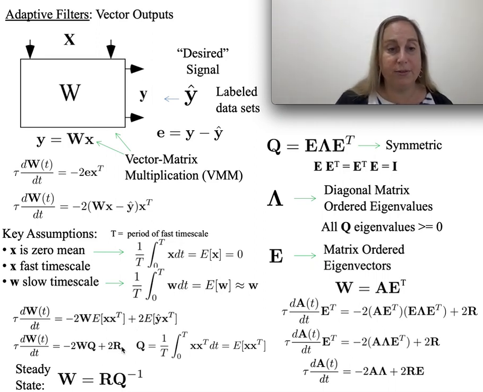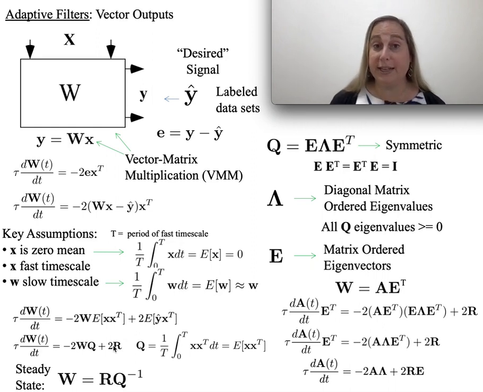What's nice is once I've created this differential equation, I know what the steady state is. It's W equals R Q inverse. And then if I want to get further into the dynamics, further in terms of what the solution looks like, I'd realize, well, Q, just starting with this differential equation, which beautifully does solve this whole problem for me, this Q is going to then be E lambda E transpose.